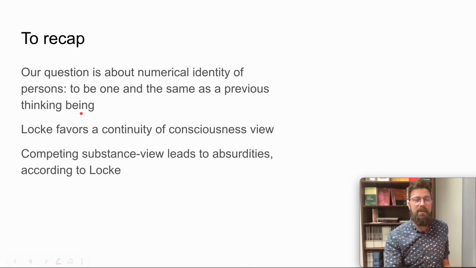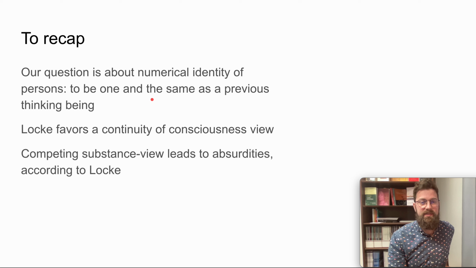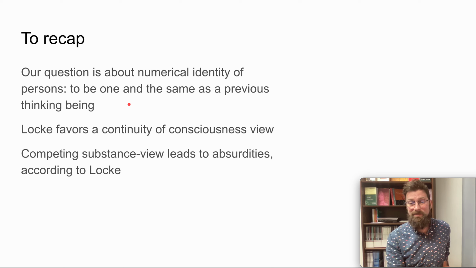So just to recap, our question about numerical identity of persons is to be one and the same as a previous thinking being. This word of diachronic identity is this question of what it is to exist not just in the moment, but in the future and also in the past. And in order to answer this question, Locke is going to favor what we can call a continuity of consciousness view. And according to Locke, if you try to ground personal identity not in consciousness, but in sameness of substance, your view is going to run into absurdities, whereas Locke thinks that his view does not.